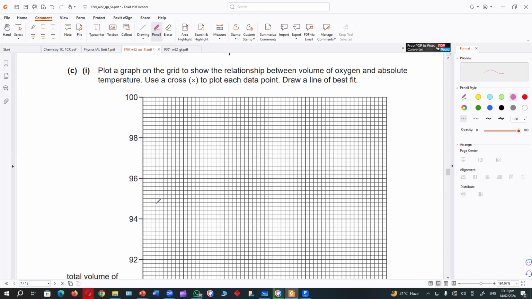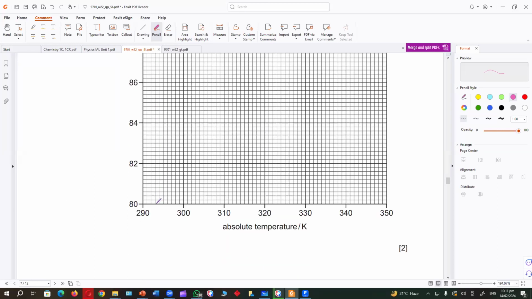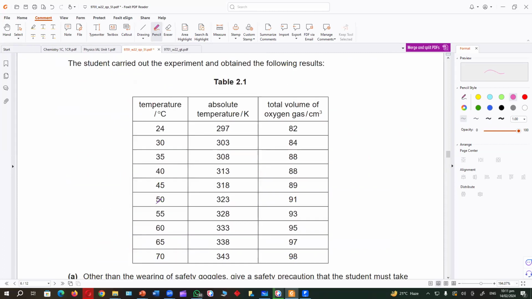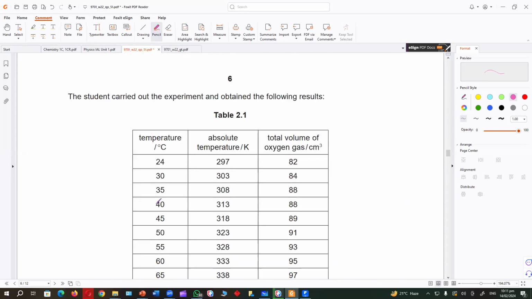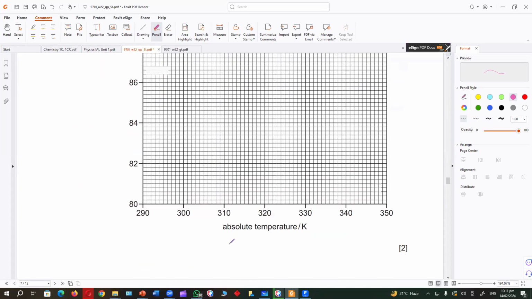Plot a graph on the grid to show the relation between volume of oxygen and absolute temperature. Use a cross to plot each data point. Draw a line of best fit. Total volume of oxygen and absolute temperature. So the first point is 24 comma 82. They're taking the absolute temperature, so it's 297 and 82.